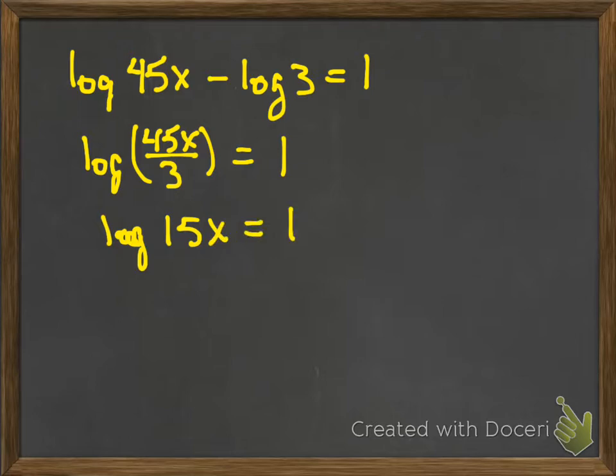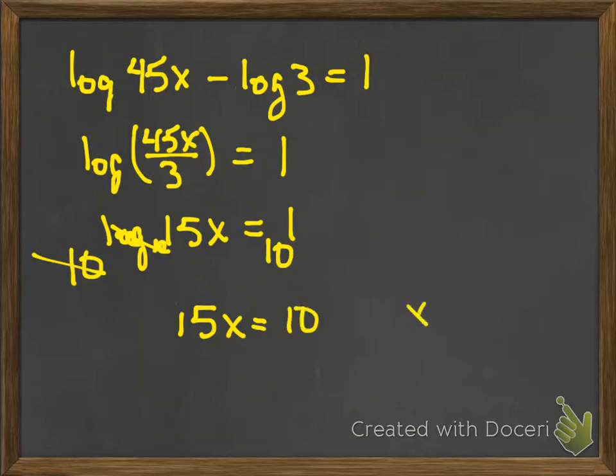Now, what base is this in? Again, if I don't see a base, it is in base 10. So if I raise these to the power of 10, then I can cancel out the log and be left with 15x equals 10 to the first power, which is 10. Divide by 15 and you'll get 2/3.